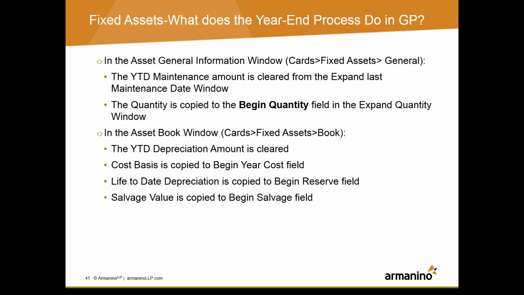In the Asset Book window, the year-to-date depreciation amount is cleared. The cost basis is copied to Begin Year Cost field. The life-to-date depreciation is copied to Begin Reserve field, and the salvage value is copied to Begin Salvage field.